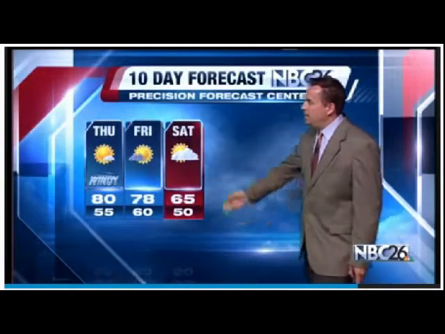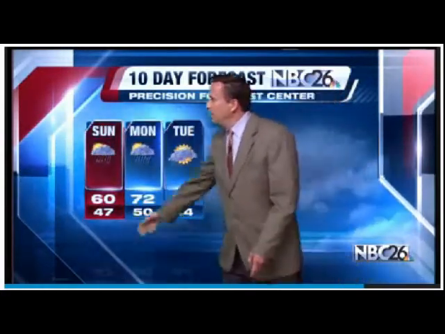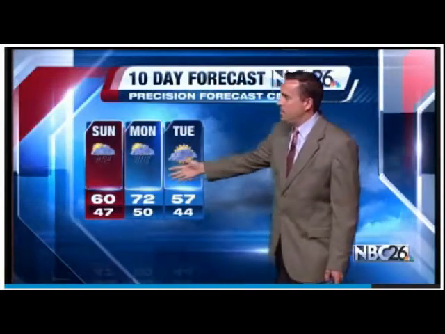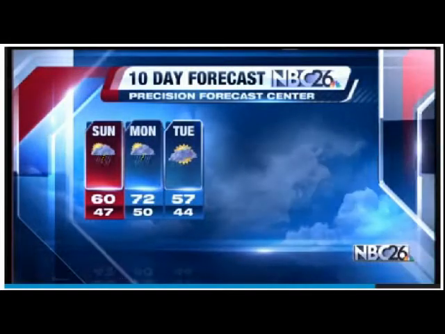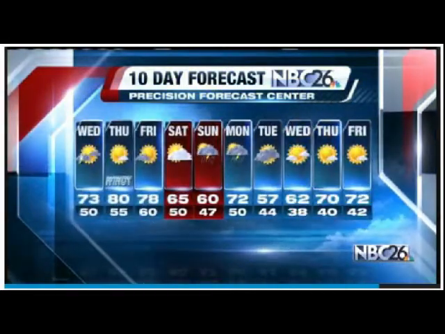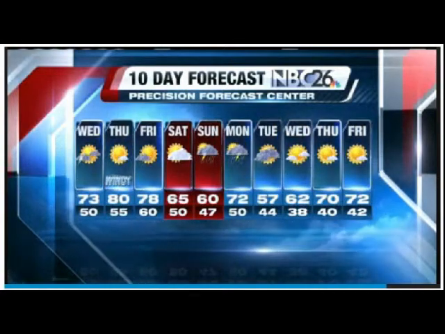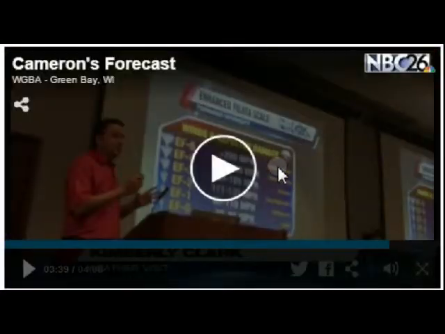Highs close to 80. Cooling down on Saturday, lots of clouds, mid-60s, maybe a shower early. A good chance for some showers and perhaps a few thunderstorms. Then Sunday into Monday. Then we cool down again on Tuesday with high temperatures dropping back down into the 50s. And then we warm up as we head towards next weekend. I do want to say a quick hello.